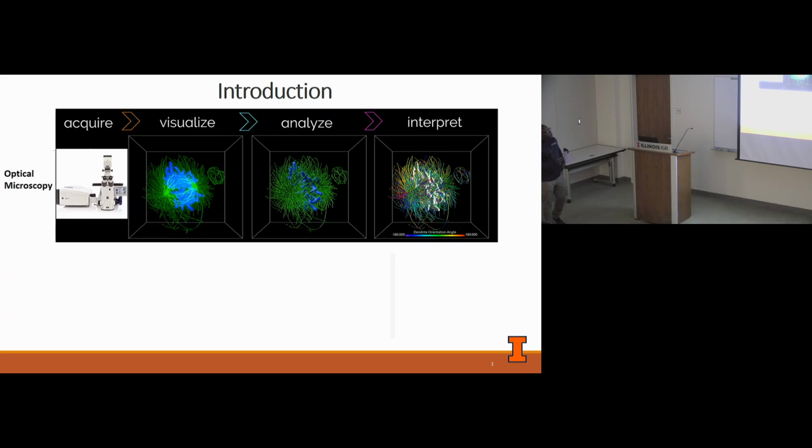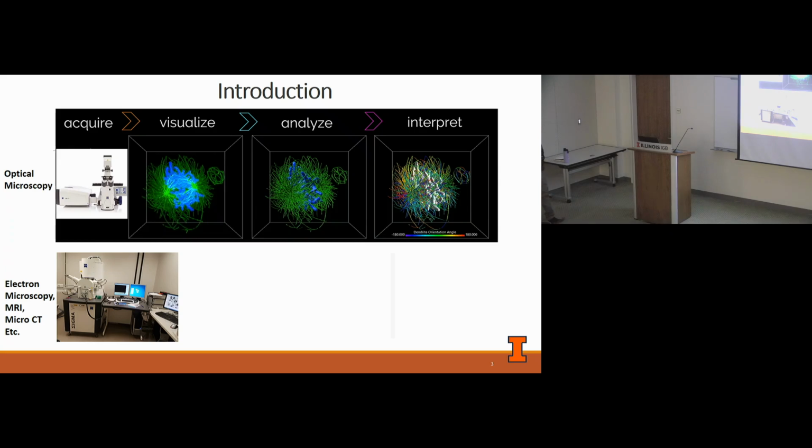So oftentimes you will use an optical microscope like LSM 800 or whatever to acquire some fluorescent images, but it is important that you are able to visualize this 3D data in an appropriate software. You may have to do some segmentation to be able to obtain some quantitative information about your data and maybe be able to interpret it in some context.